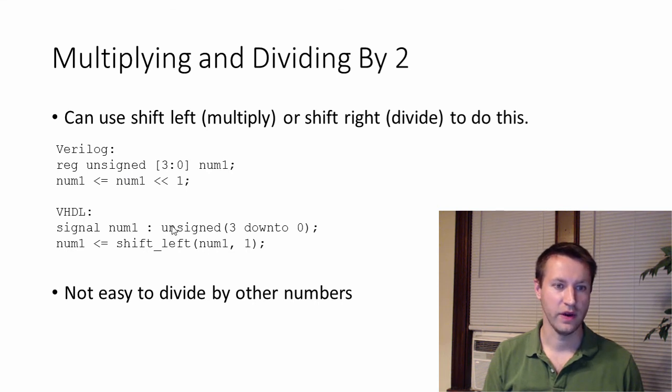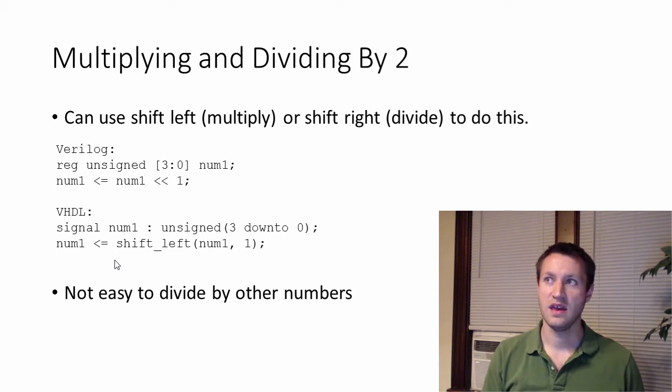And in VHDL, the way this works is, again, using the numeric_std package, a 4-bit unsigned number, call this shift_left function, which is built into numeric_std, on num1 by 1. So that'll make num1 now 2 times what it was previously. Shift right will make it smaller. Pretty cool. A lot of multiplication and division is done with powers of 2.